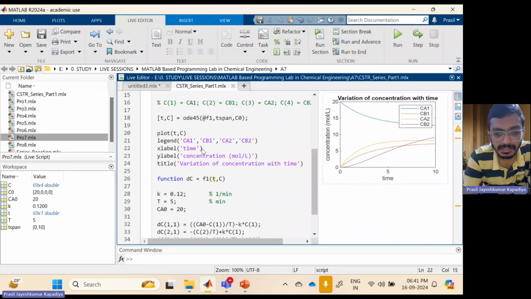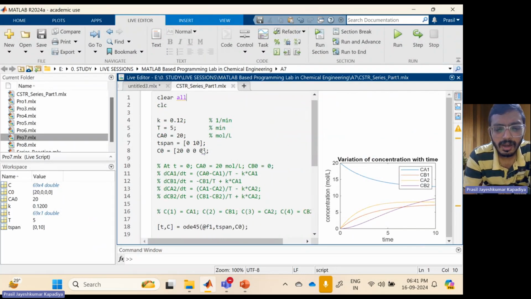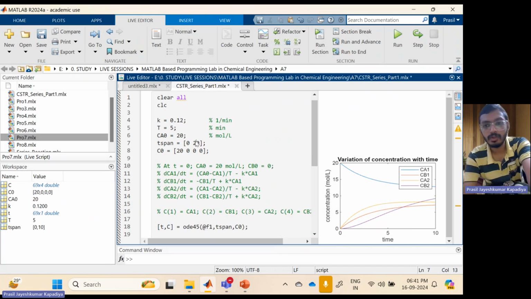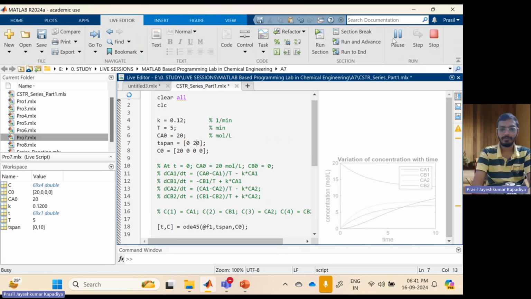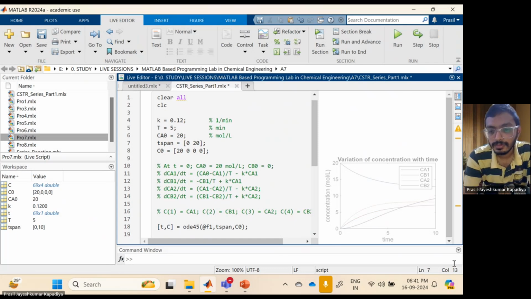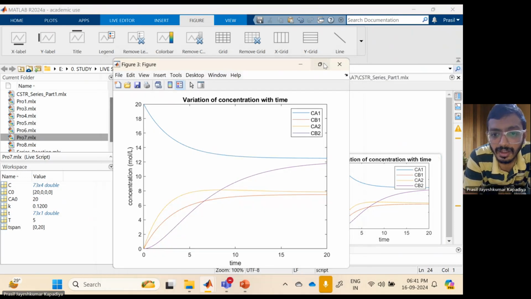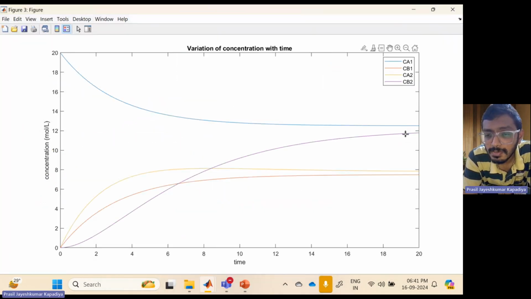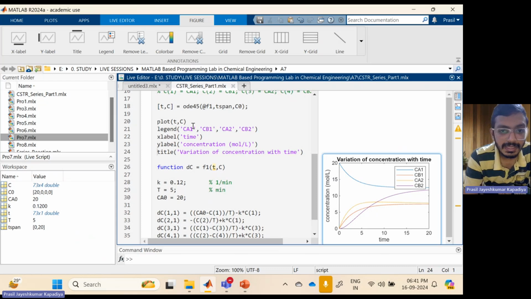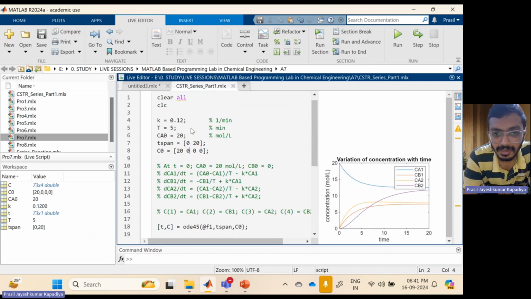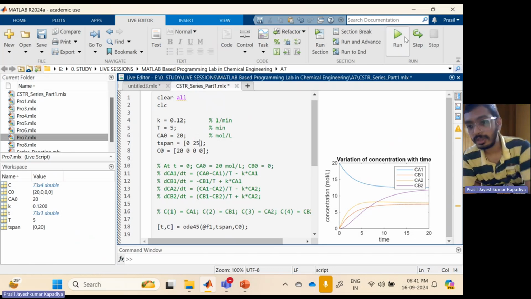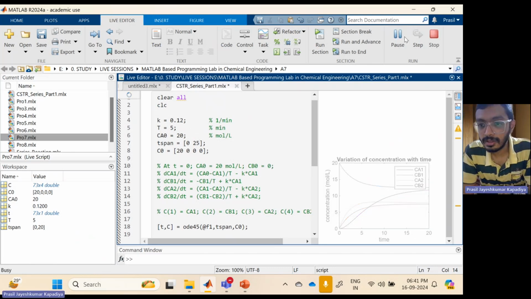So what we can do, just for the sake of doing it, let's increase our time from 10 to 20 and see what we are getting. See, we are achieving steady state. For this CB1, it is constant but with slight changes, but the other values have achieved steady state. So how can we say that our reactor is at steady state? By looking at the concentration variation.